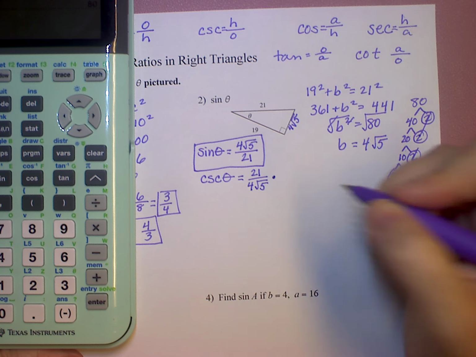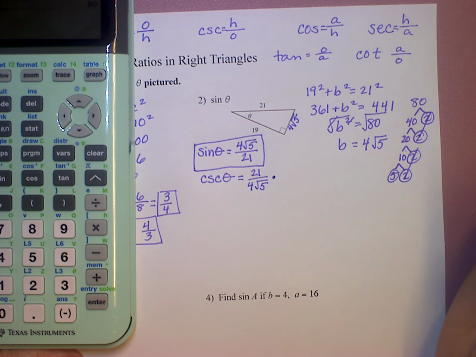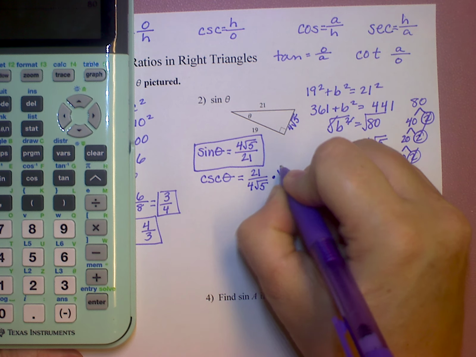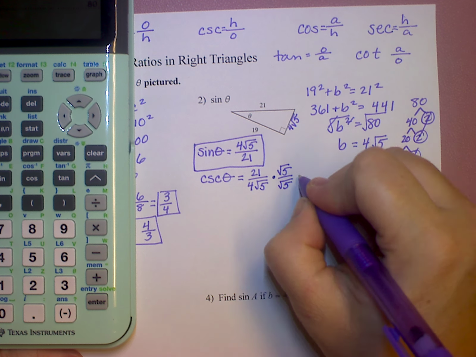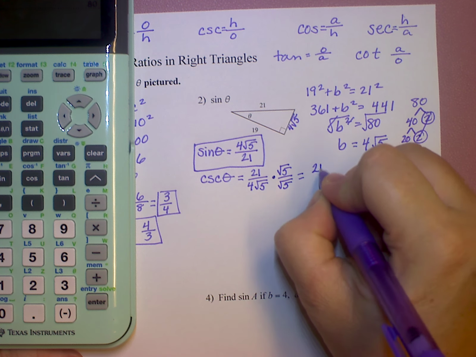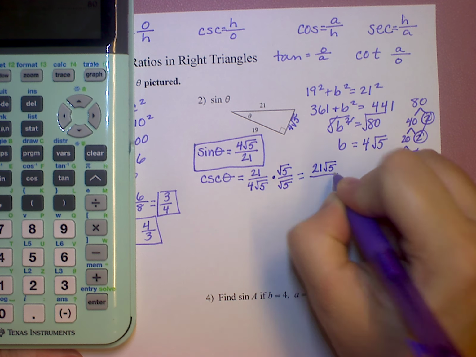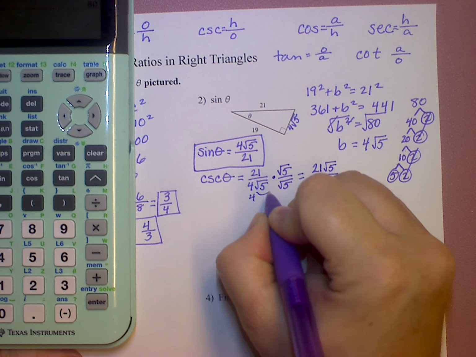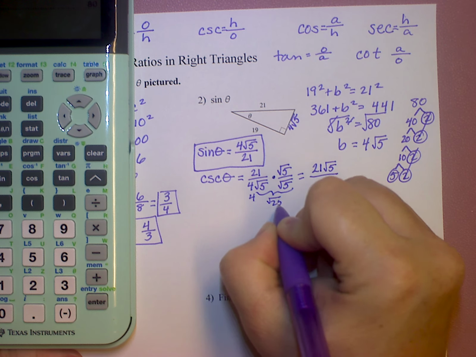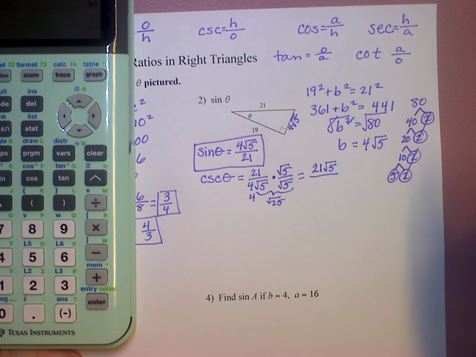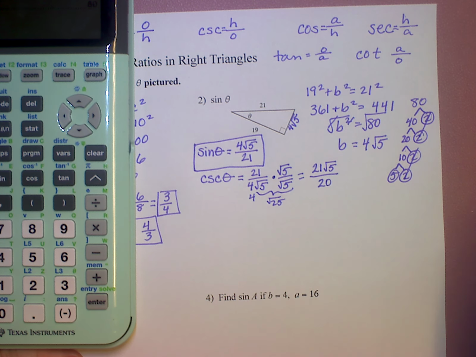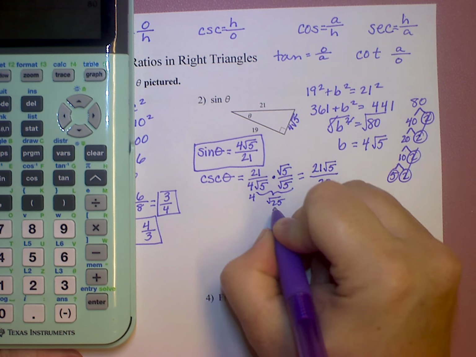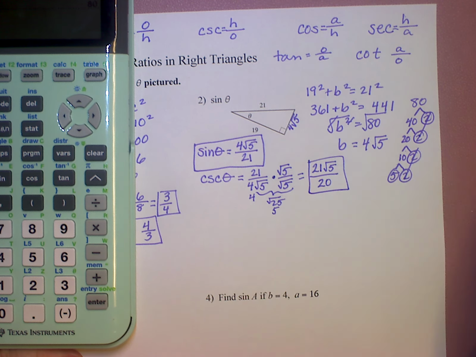I can multiply by 4 rad 5 if I want to, but I can also just multiply by rad 5. That might make my life a little bit easier. Okay, so on the top I have 21 rad 5, and on the bottom I have 4 and then rad 25. What is rad 25? 5. 4 times 5 is 20, right? Because that becomes 5. And that can't simplify at all. So it's pretty ugly, but that's what it is.